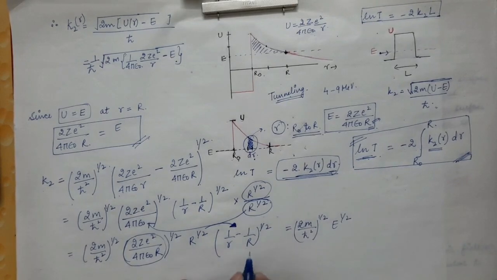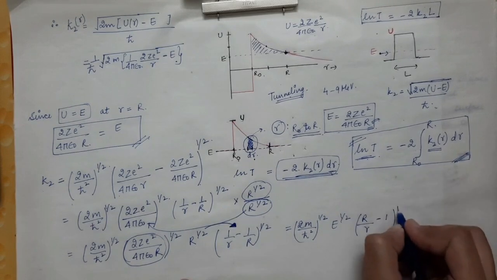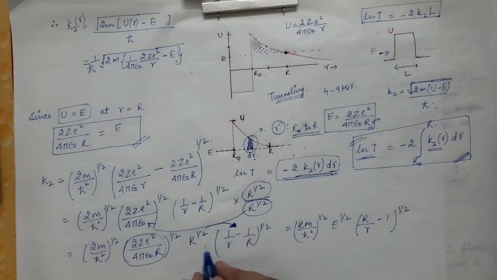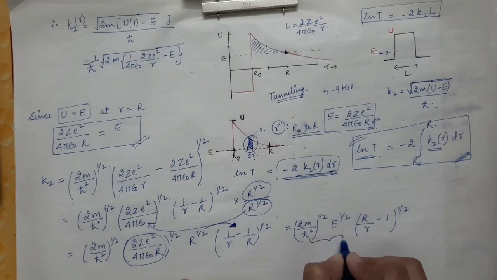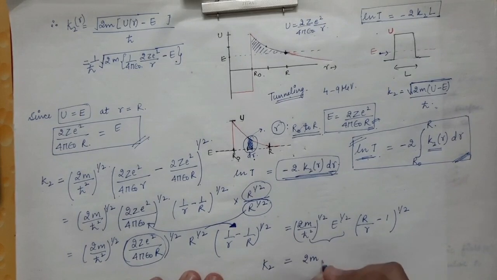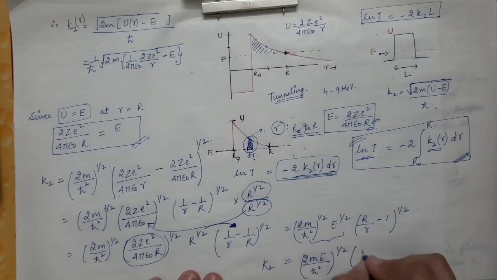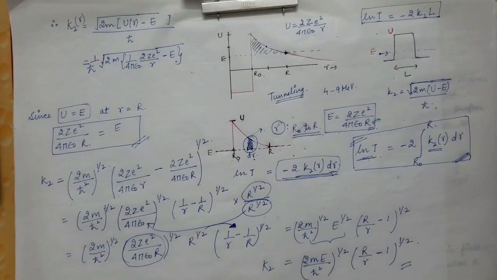Now this r^(1/2) term will be taken inside the bracket. So that will be equal to (R divided by r minus 1) to the power 1/2. So this r^(1/2) term has been taken inside the bracket. Now this E^(1/2) can be clubbed with this term. So K2 will be equal to (2mE divided by ħ²) whole power 1/2 into (R divided by r minus 1) whole power 1/2. So this is the final expression of K2.